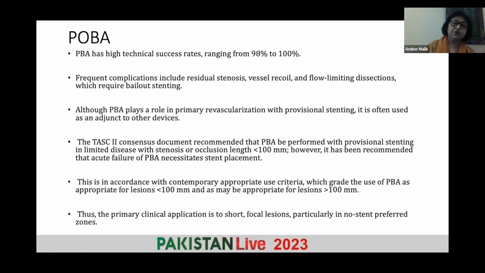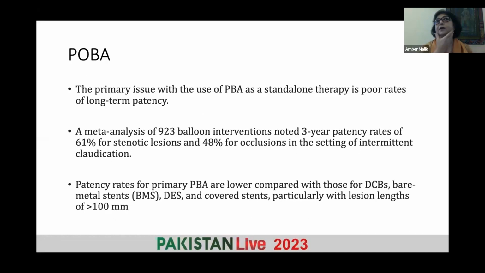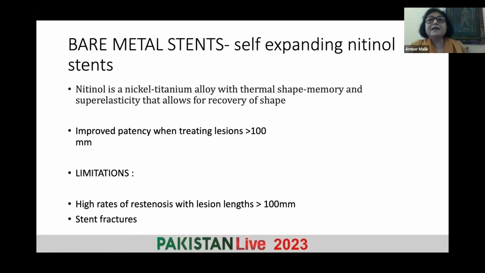However, and I'll just show you a diagram which will tell us why the SFA segment restenoses. However, with the new stents, like the Zilver stent or the Supera stent, you have better results. So for short focal lesions, no stent is the preferred strategy. The primary issue is poor rates of long-term patency because it will bounce back. So bare metal stents are self-expanding nitinol stents. Nitinol is a nickel titanium alloy with thermal shape memory and super elasticity that allows for recovery of shape. And it gives you improved patency when treating lesions more than 100 millimeter.